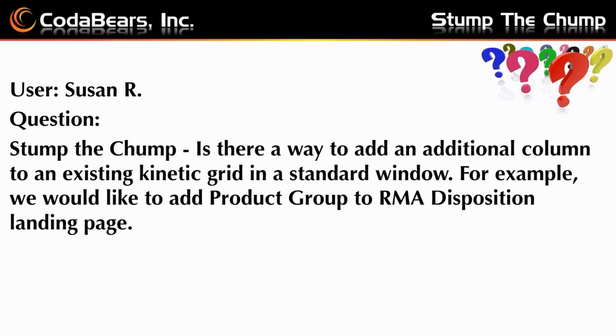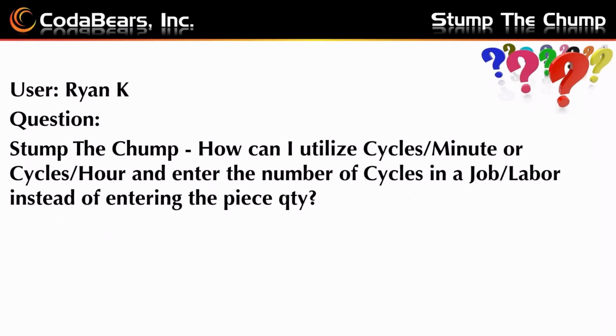Okay. Thanks. The next one came in from Ryan. How can I utilize cycles per minute or cycles per hour to enter the number of cycles in job labor instead of entering the piece quantity? When you're doing the labor entry, depending if you're doing end activity, I think you have the ability to put the cycles in there. If you do the work queue, I don't think that's in the grid.